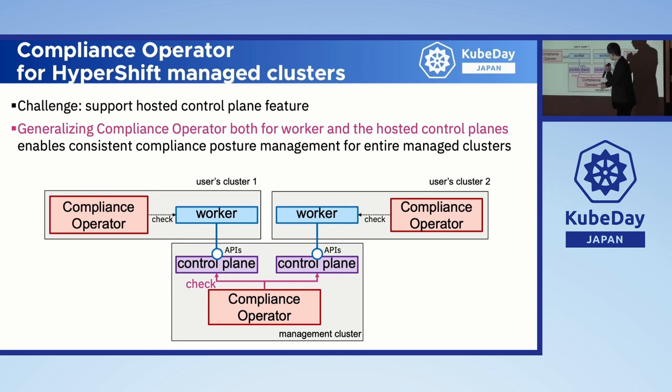So we need to use another compliance operator instance on the management cluster, and this instance needs to support multiple control planes on a single cluster, while the standard compliance operator just needs to check a single control plane. So that's the challenge. But if we can generalize this compliance operator both for the worker and the hosted control planes, then we can enable consistent compliance posture management. I mean, we can use the same tool and the same policy, so the results of the check can be considered very consistent.